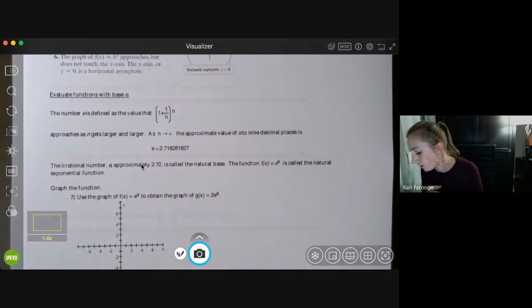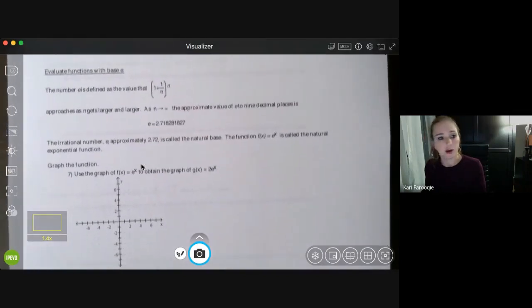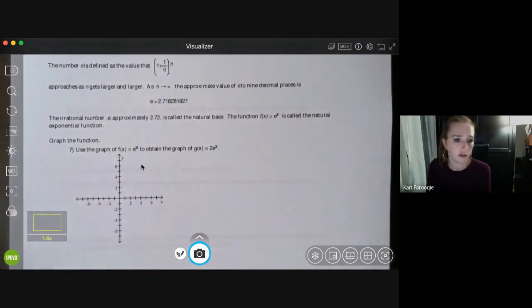The function f of x equals e to the x is called the natural exponential function. So let's use the graph of e to the x to obtain the graph of g of x equals 2e to the x. Now, in order to do that, you need the graph of e to the x. In order to graph e to the x, you don't have to get crazy with a bunch of values. And I know there are a lot of decimals here, so it can get a little tricky. Basically, you just need really like 2 points to get a good idea of what this graph is doing.